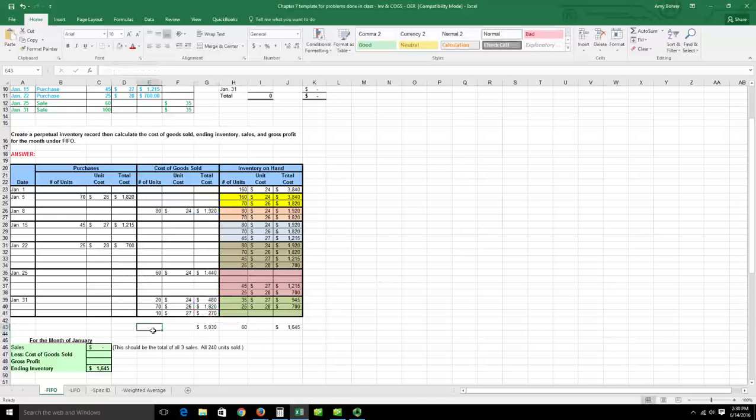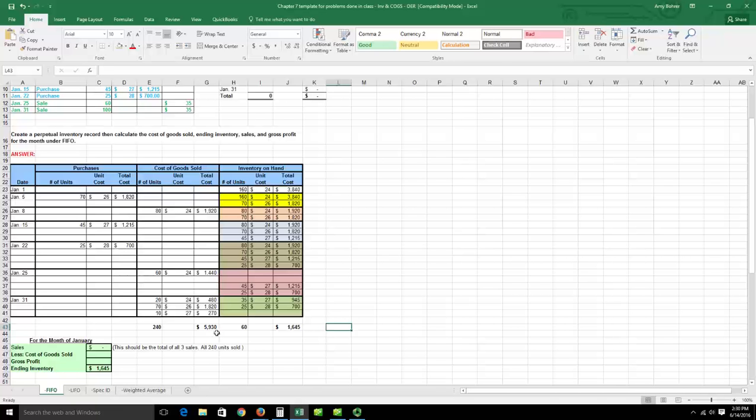And I could do the same thing here. I can add up the total number of units that I sold. So if I look at my totals down here, let me bold these so they're a little bit easier to see. Right, I have total ending inventory of 60 units. That totals $1,645. So when I look on my balance sheet under the FIFO method for this particular company, I should see $1,645. And when I look on the income statement for these 240 units that we sold, I should see $5,930 of total cost of goods sold.